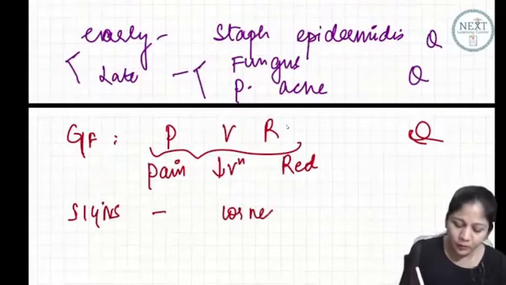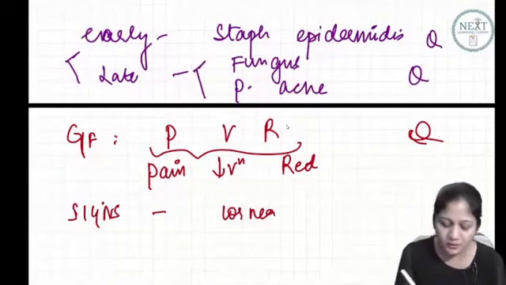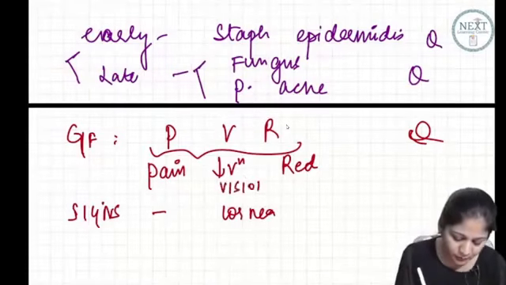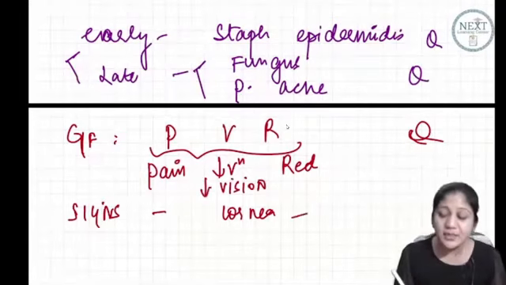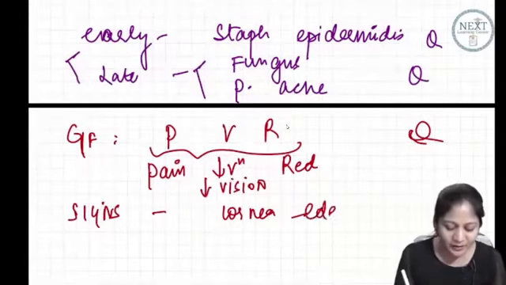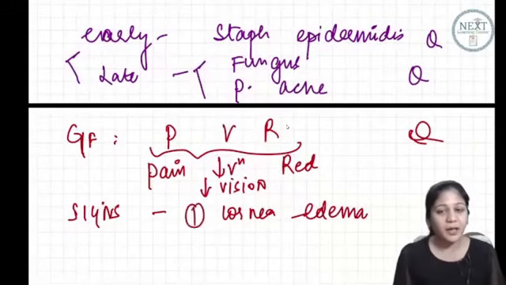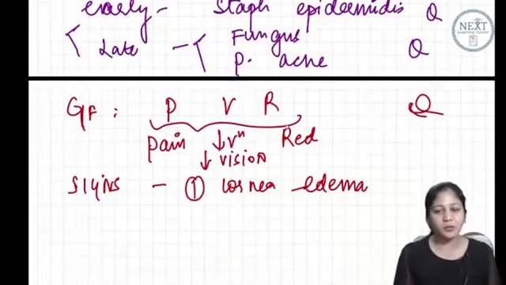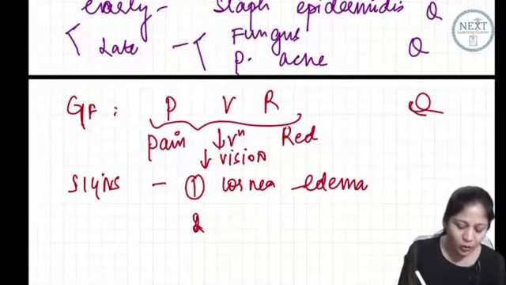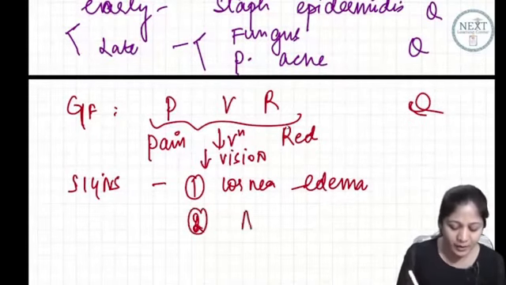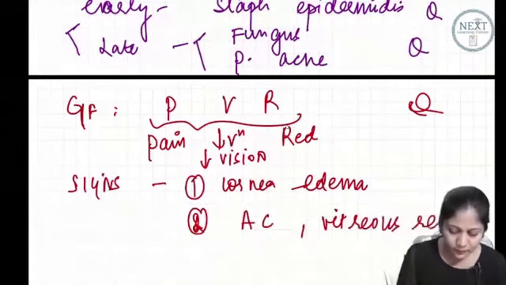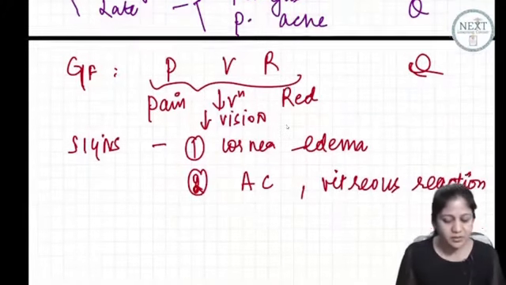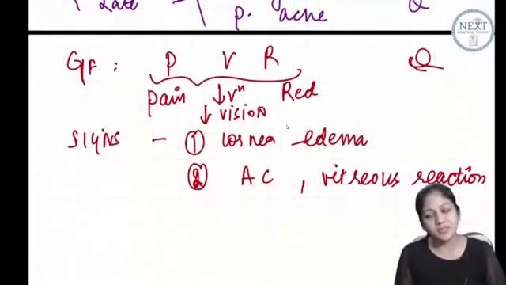Now, when I see the patient, I'll see certain signs. First of all, decrease in vision. Okay. First of all, my cornea is edematous. My cornea is not clear. There's a lot of edema in the cornea. Cornea is not clear. What else? You have a lot of inflammation in the anterior chamber and vitreous. Both of them are very inflamed. There is reaction in the anterior chamber. There is reaction in the vitreous as well.